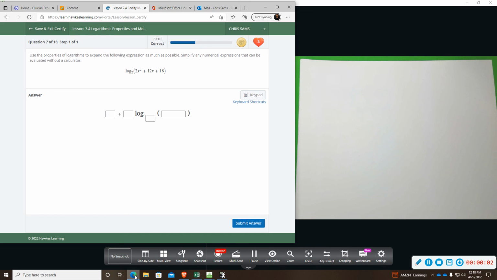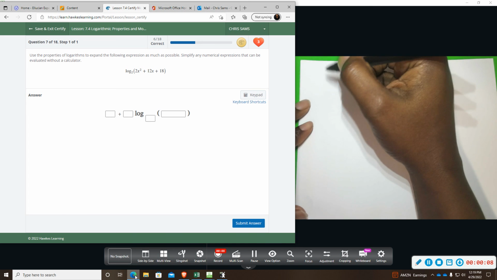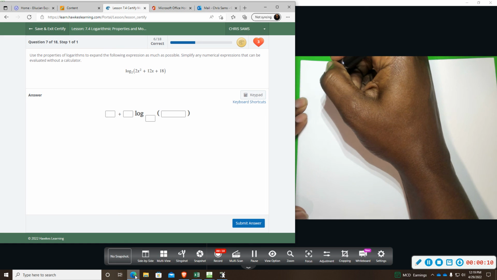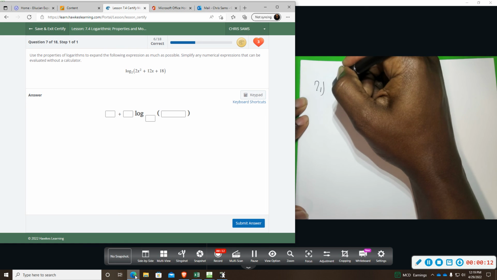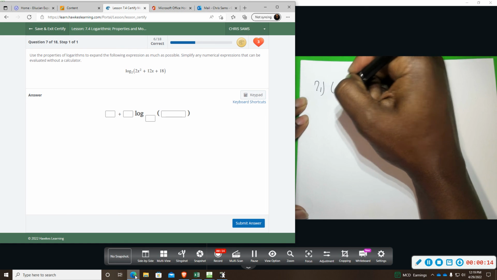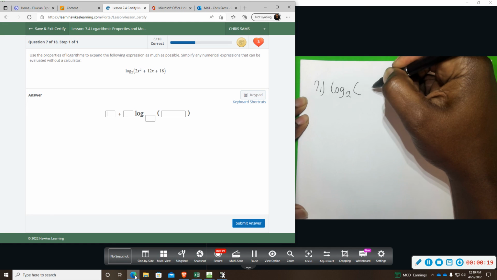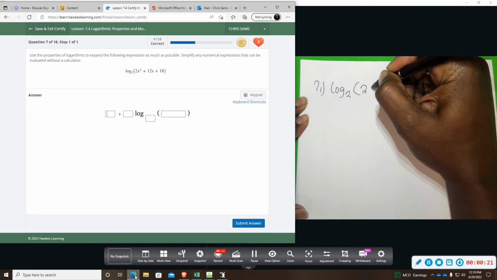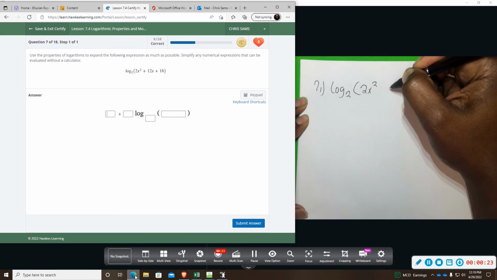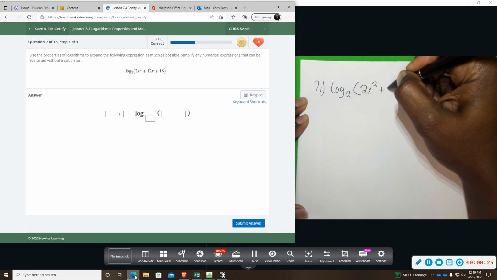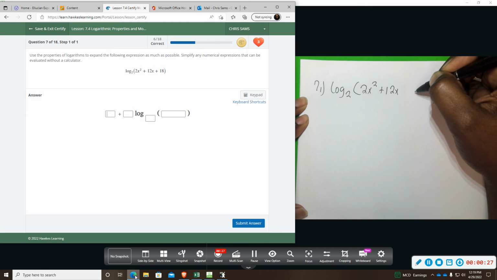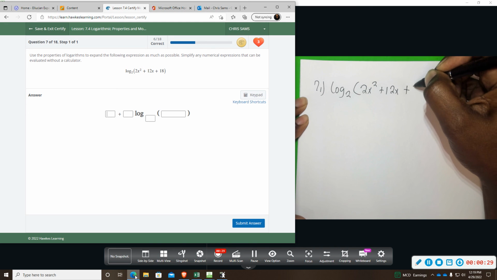All right, number 7, we're going to use the property of logarithms to expand this term. And we start with log base 2, and then in parentheses we have 2x squared plus 12x plus 18.